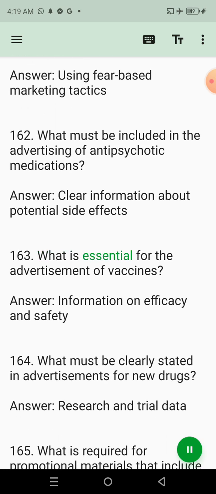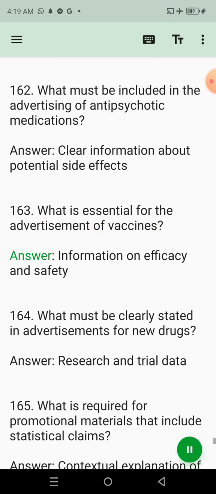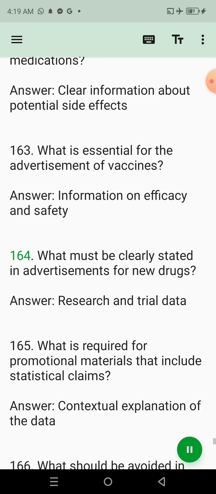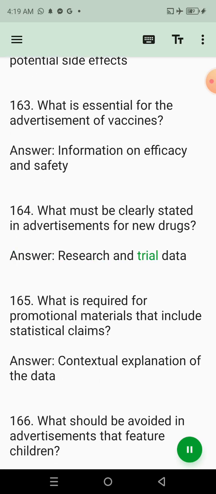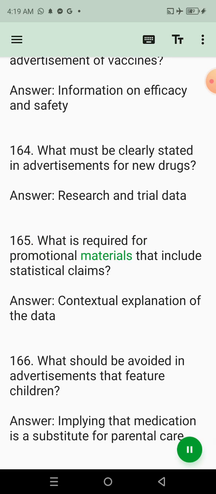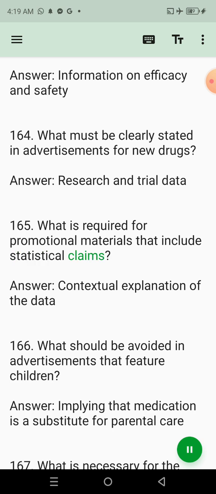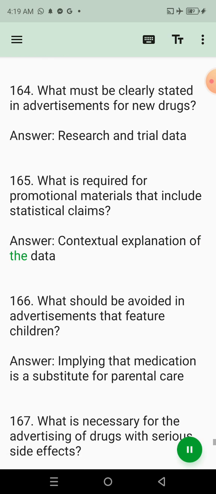163. What is essential for the advertisement of vaccines? Answer: information on efficacy and safety. 164. What must be clearly stated in advertisements for new drugs? Answer: research and trial data. 165. What is required for promotional materials that include statistical claims? Answer: contextual explanation of the data.